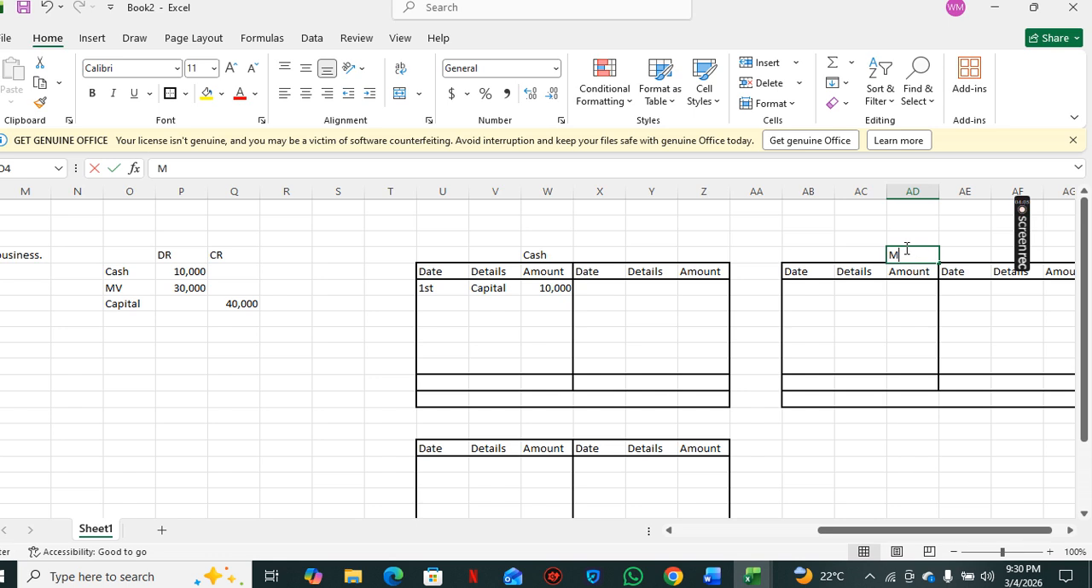Then for motor vehicle, you do the same. Motor vehicle account, MV, date, the first, details, capital again. So we put here on motor vehicle 30,000. We're just following what the journal entry has told us. We've debited cash, we've debited motor vehicle, then we're crediting capital. Capital, date, you put here on the first, details, you put motor vehicle and cash here. You can put it like this: cash 10,000, motor vehicle 30,000.